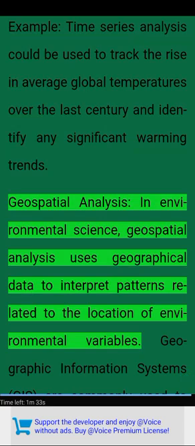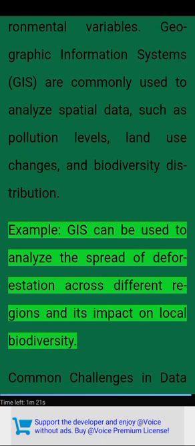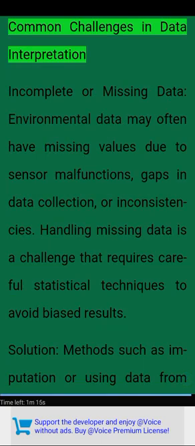Geospatial analysis. In environmental science, geospatial analysis uses geographical data to interpret patterns related to the location of environmental variables. Geographic information systems (GIS) are commonly used to analyze spatial data, such as pollution levels, land use changes, and biodiversity distribution. Example: GIS can be used to analyze the spread of deforestation across different regions and its impact on local biodiversity.